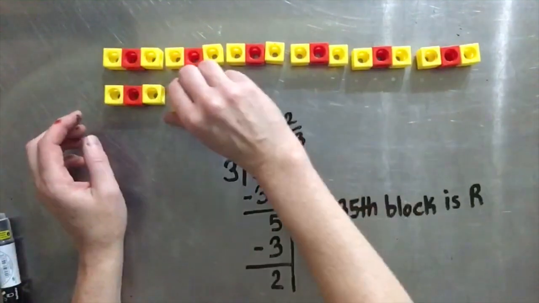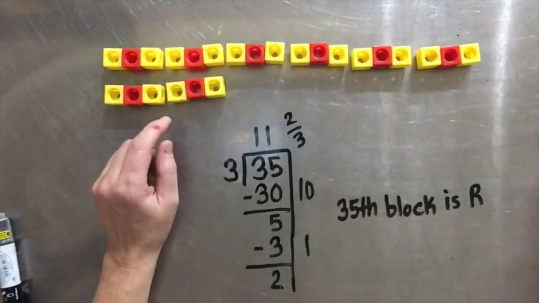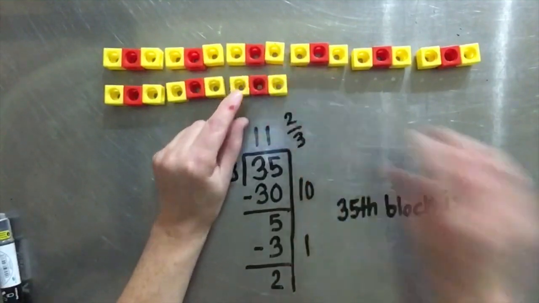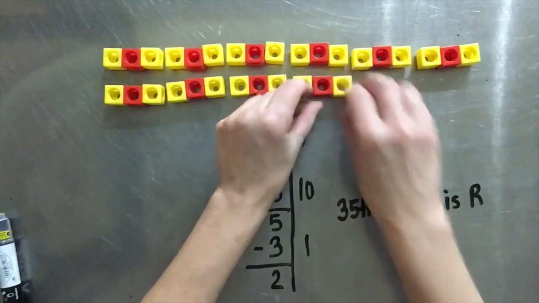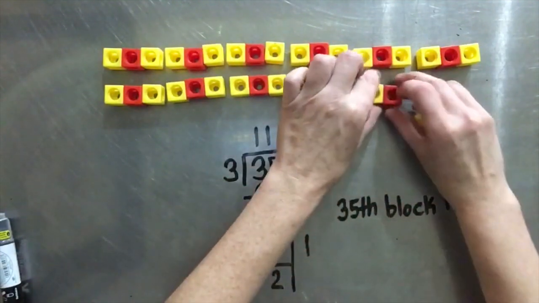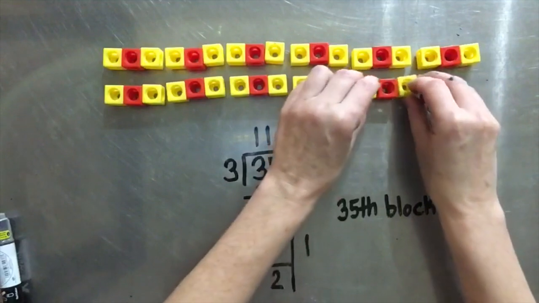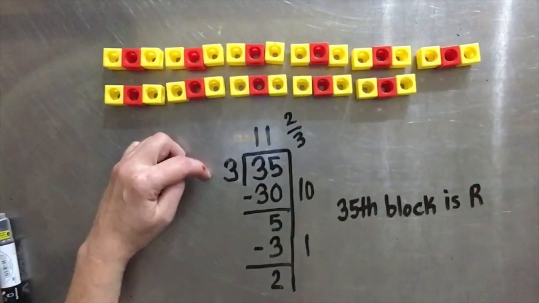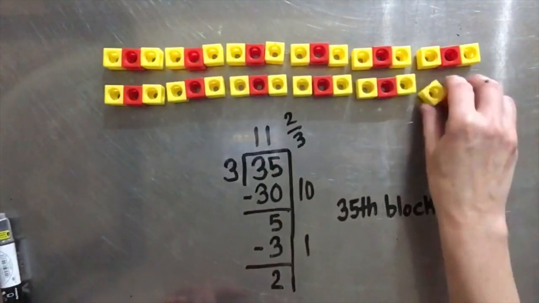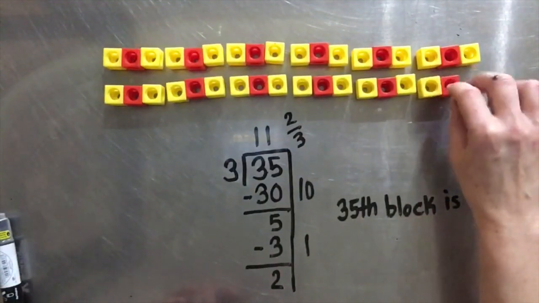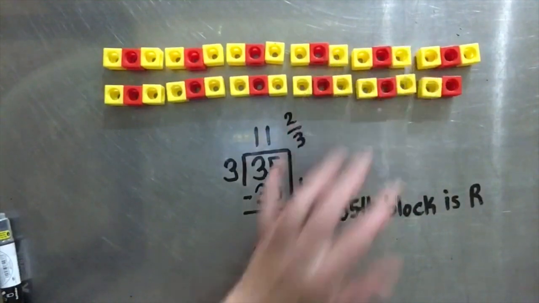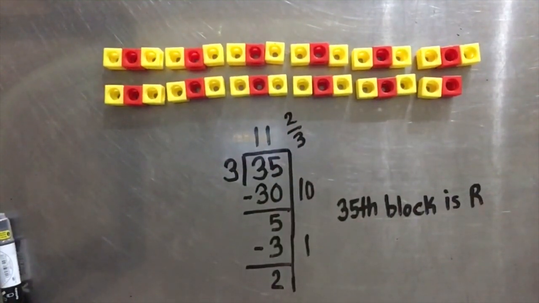7, 8, 9, 10, 11 times. You see how we counted that pattern 11 times from 35? And then 2/3 of it. There's 2/3 of it. We end up on a red block, or R, because I don't know if they actually assign a color name to it there, but R. So we ended up with the 35th block is R, or red.